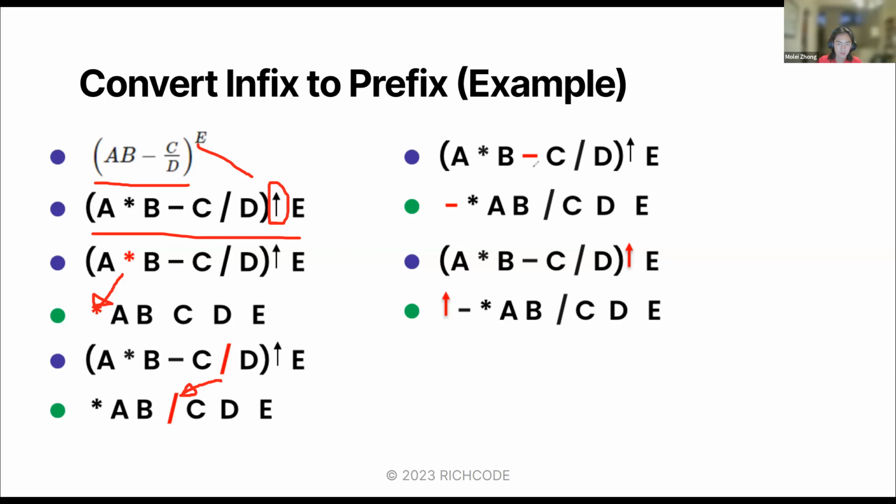And then the last operation inside the parentheses is the subtraction. It's subtracting A times B and C divided by D, so we can just put this in the front. And then finally, we have the exponent, which is raising this whole thing to the power of E. So we can put this in the very front. Once again, if you have questions, please send them in the chat right now.